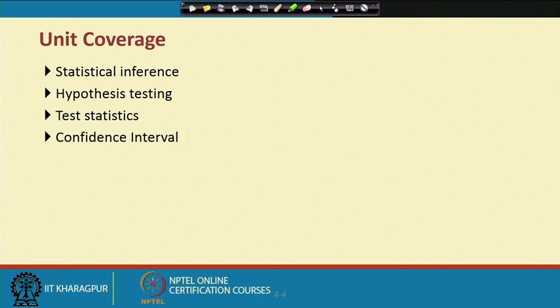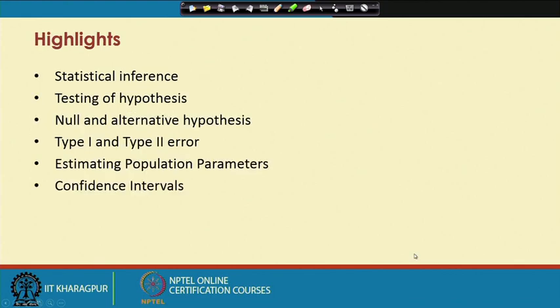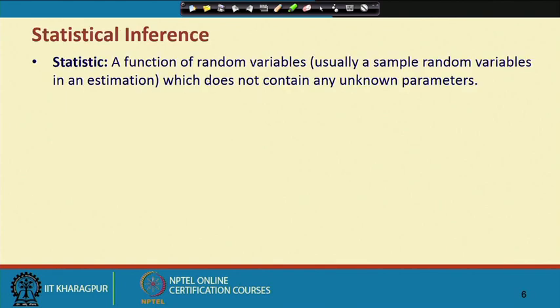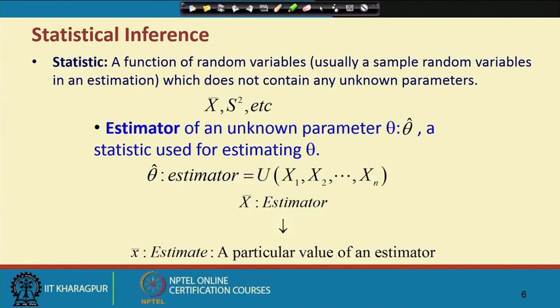Corresponding to these objectives, our unit coverage will be: first, statistical inference, then hypothesis testing, test statistics, and then confidence intervals. Today in this lecture, we will start with statistical inference, and the highlights of the lecture will be statistical inference, testing of hypothesis, knowing null and alternative hypotheses, type 1 and type 2 errors, estimating population parameters, and finally we will touch upon confidence intervals. So, the discussion will be on the basis of statistical inference.